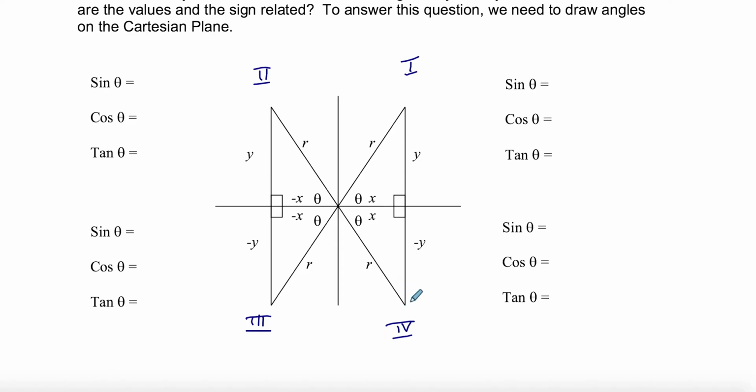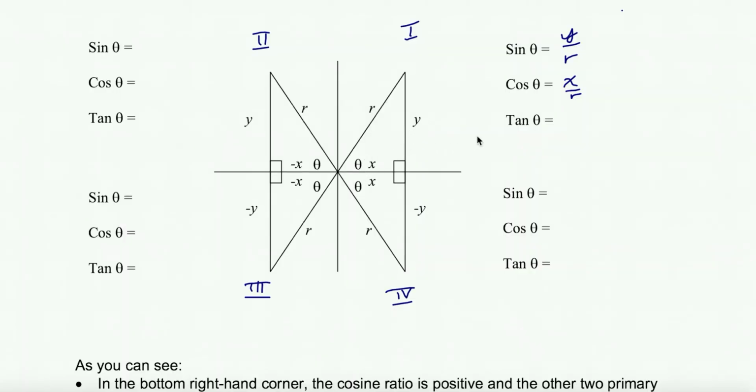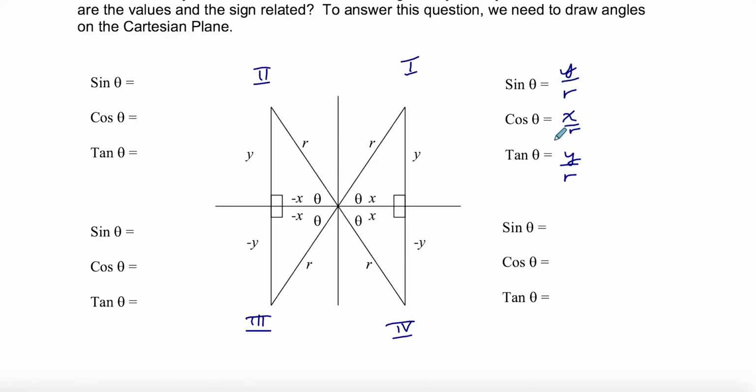So those are all slightly different, right? All of the quadrants are giving you different values that are positive and different values that are negative. So let's just look at the first quadrant over here. We'll start here. Sine theta, opposite over hypotenuse, so we have y over r. Cos theta, adjacent over hypotenuse, so we have x over r. Tangent theta is opposite over adjacent, so that would be y over x. All of those values end up being positive in the first quadrant.